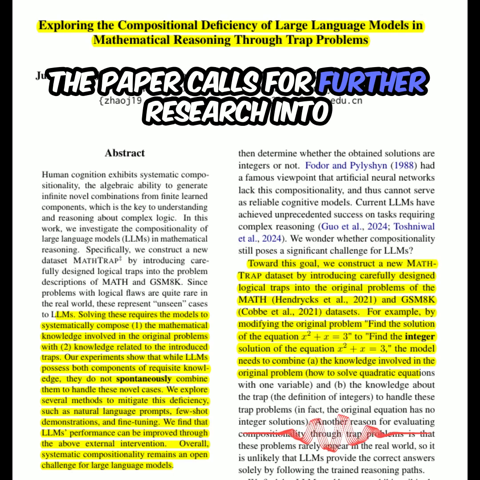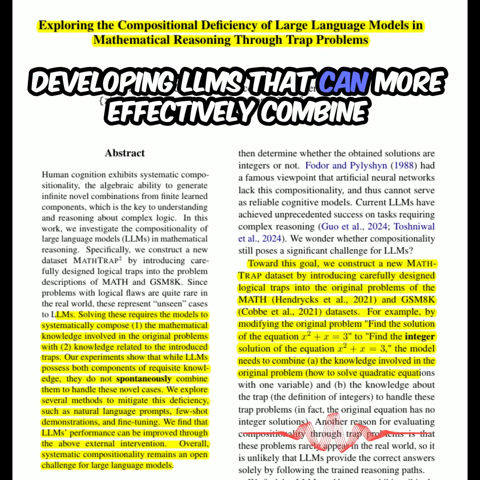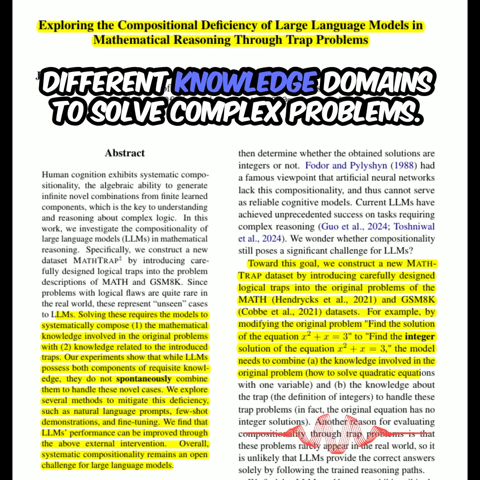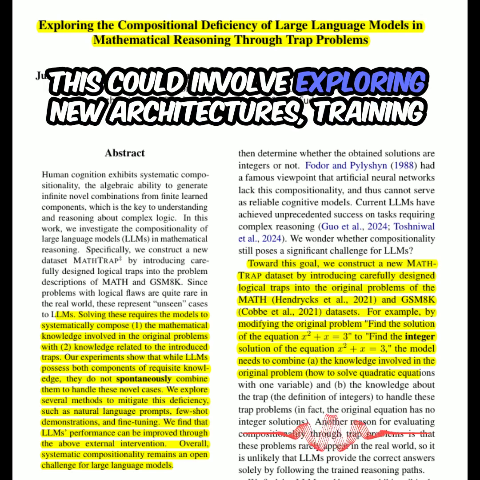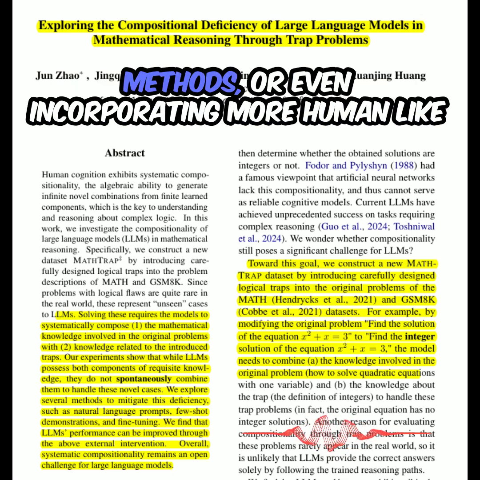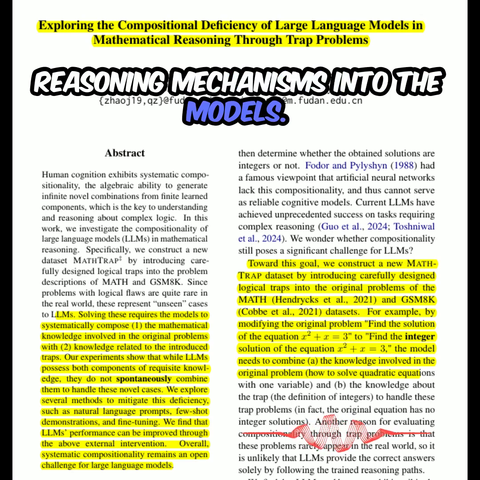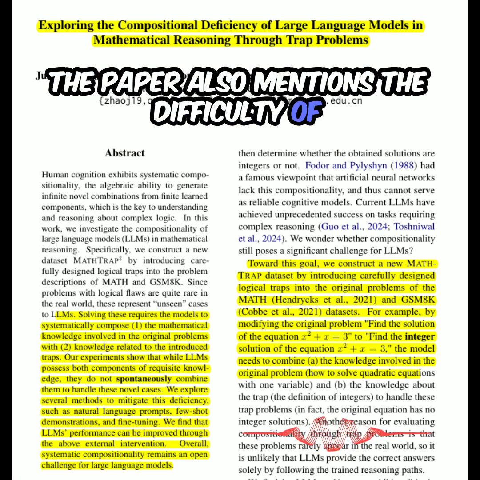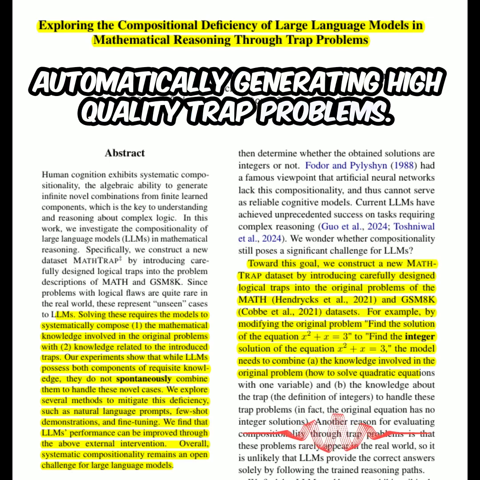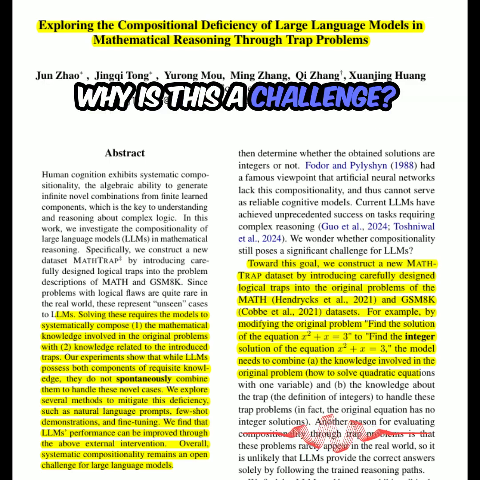The paper calls for further research into developing LLMs that can more effectively combine different knowledge domains to solve complex problems. This could involve exploring new architectures, training methods, or even incorporating more human-like reasoning mechanisms into the models. The paper also mentions the difficulty of automatically generating high-quality trap problems. Why is this a challenge?